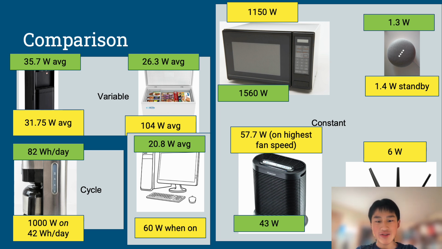Our microwave's wattage was actually measured to be 1500 instead of 1150, which was kind of surprising. Our microwave was higher power than I thought it was, and the rest of the numbers were pretty much on par.